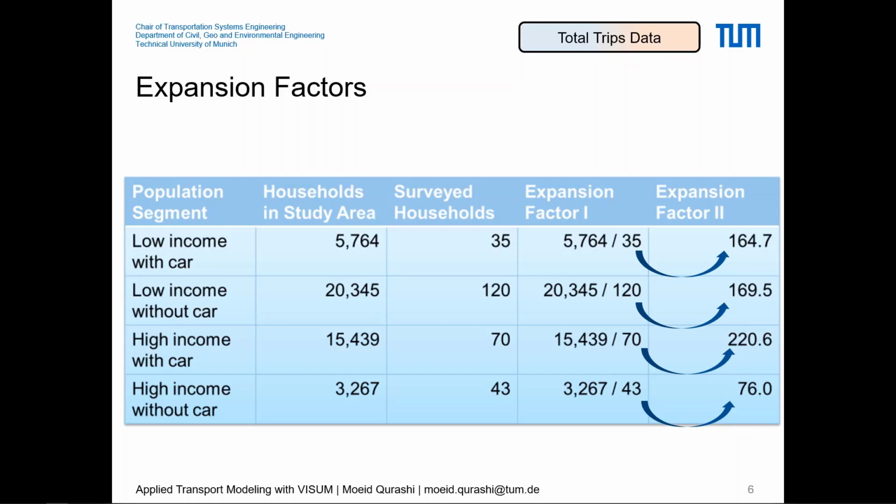outputs from that survey. So for example, here we are dividing the groups by income and by car: low income with car and low income without car. If you see, they have very different survey sizes. One is 35 and the other is 120. But the household size is also about four times, from 5,000 to 20,000. So it cannot be that for low income with car you only have five surveys and you still have 120 surveys for without car.